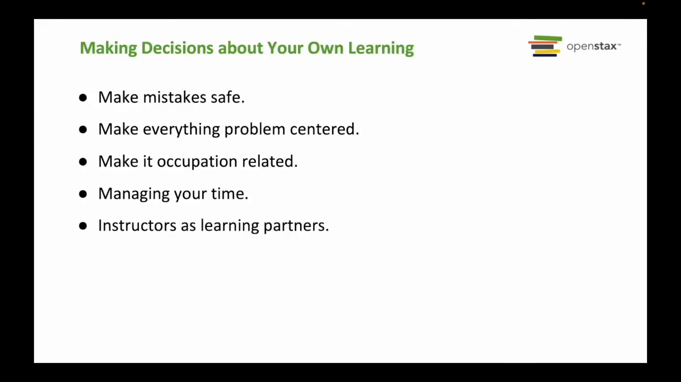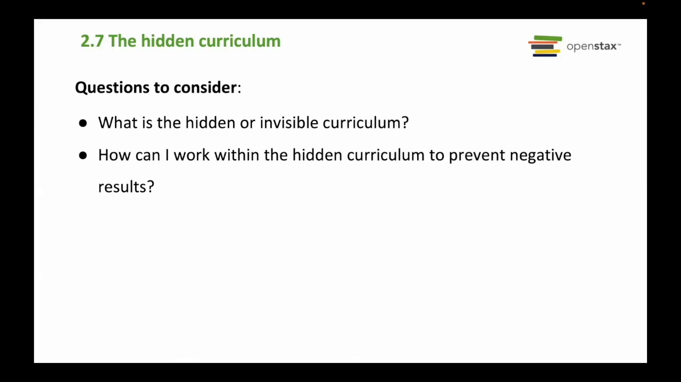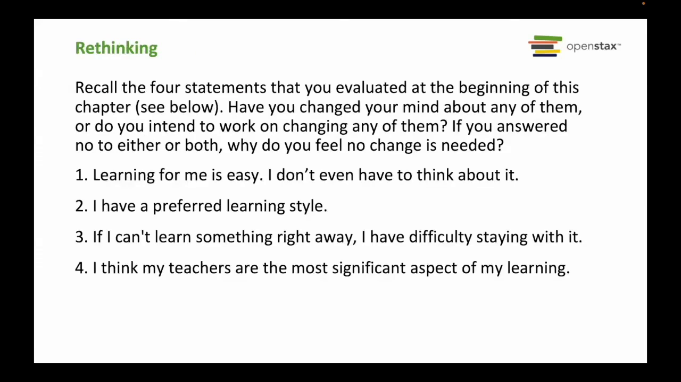Making decisions about your own learning. Make mistakes safe. Make everything problem-centered. Make it occupation-related. Managing your time. And instructors as learning partners. The hidden curriculum. Here are some questions to consider. What is the hidden or invisible curriculum? And how can I work with the hidden curriculum to prevent negative results? So the hidden curriculum includes prevailing opinions, classroom circumstances, and institutional systems.